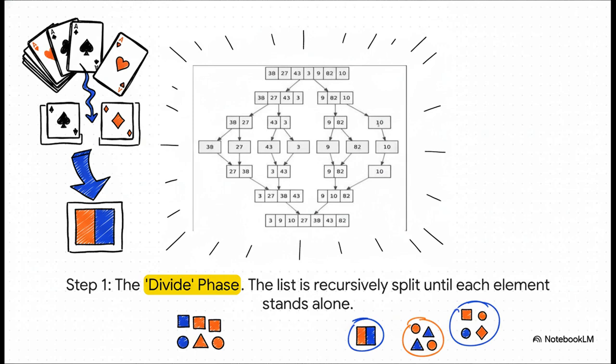This is what that divide phase looks like. You take your big unsorted list and you just keep chopping it. One list becomes 2, then 4, then 8, all the way down until every single number is just sitting there in its own little box.